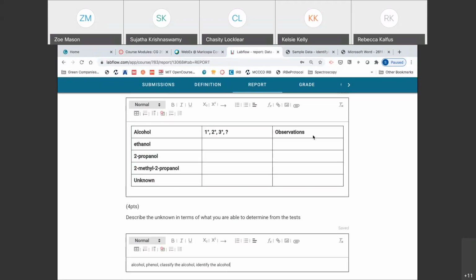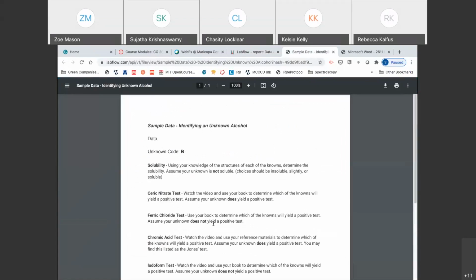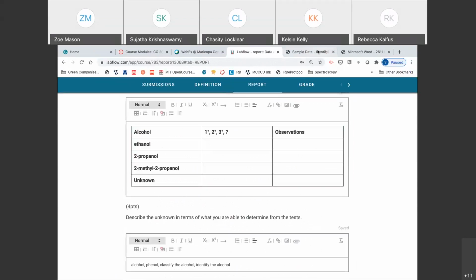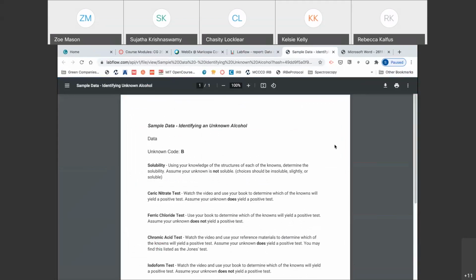Is it the same unknown for all the tests? Yes, it is, Olivia. It's the same unknown. It's unknown B for all the tests. And how the unknown reacts with all the tests is provided in the sample data. You have this in Lab Flow. So if you go to the main Lab Flow screen, you should be able to find it.